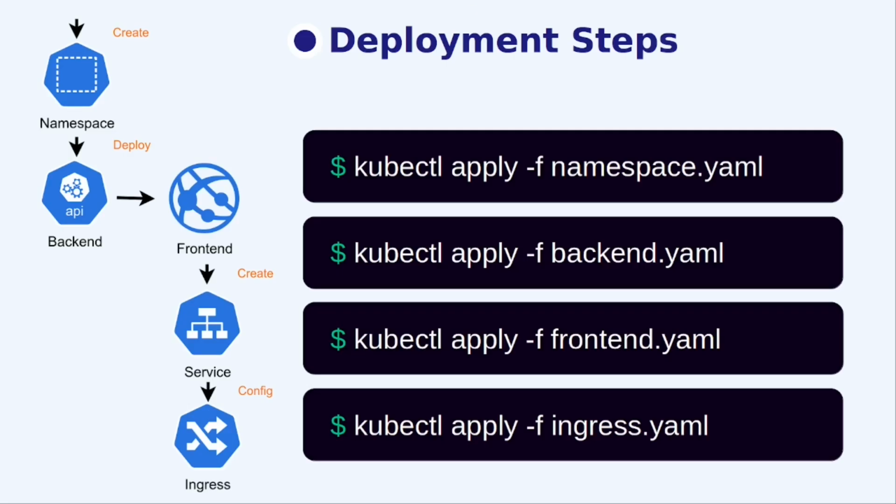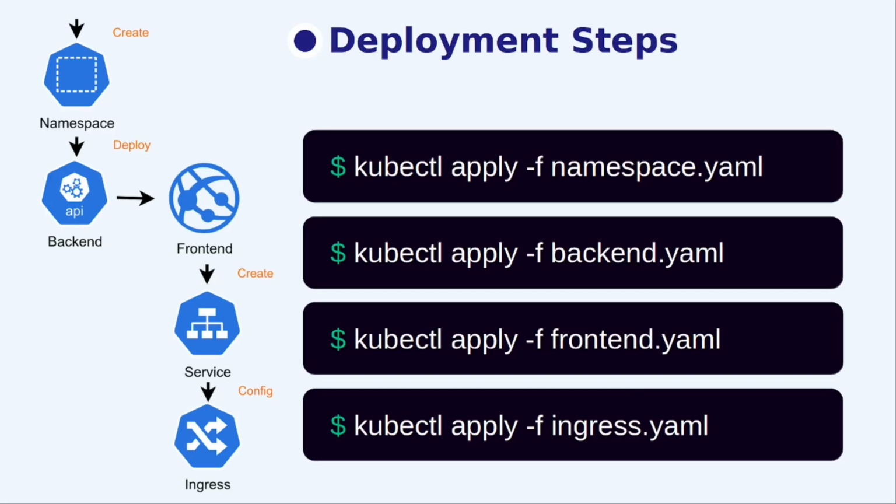Deployment steps. Deploying the application is surprisingly simple thanks to Kubernetes declarative configuration. We define our infrastructure using YAML files. The deployment process follows five steps. First, we create a namespace to isolate our resources. Second, we deploy the backend service. Third, we deploy the front-end application.